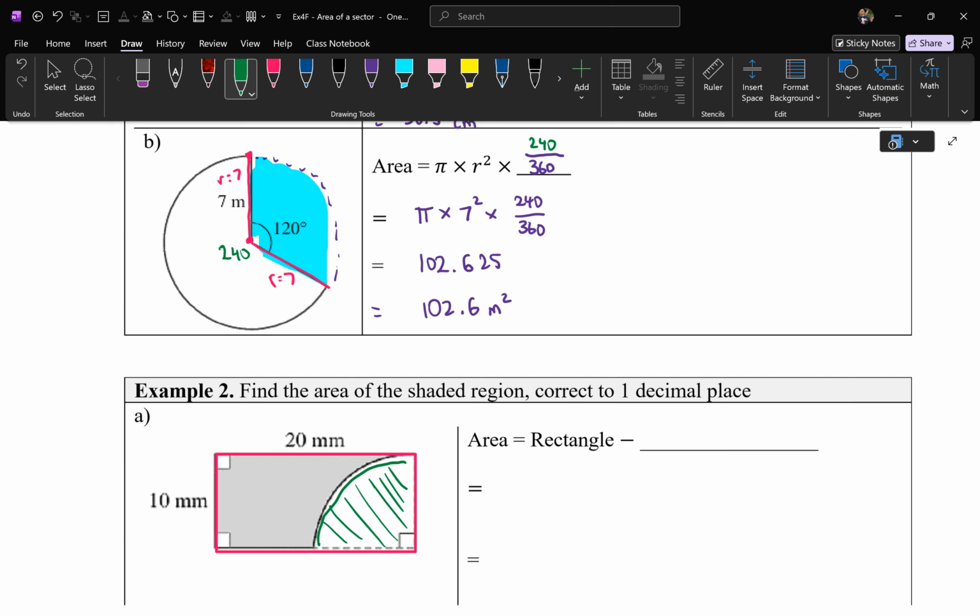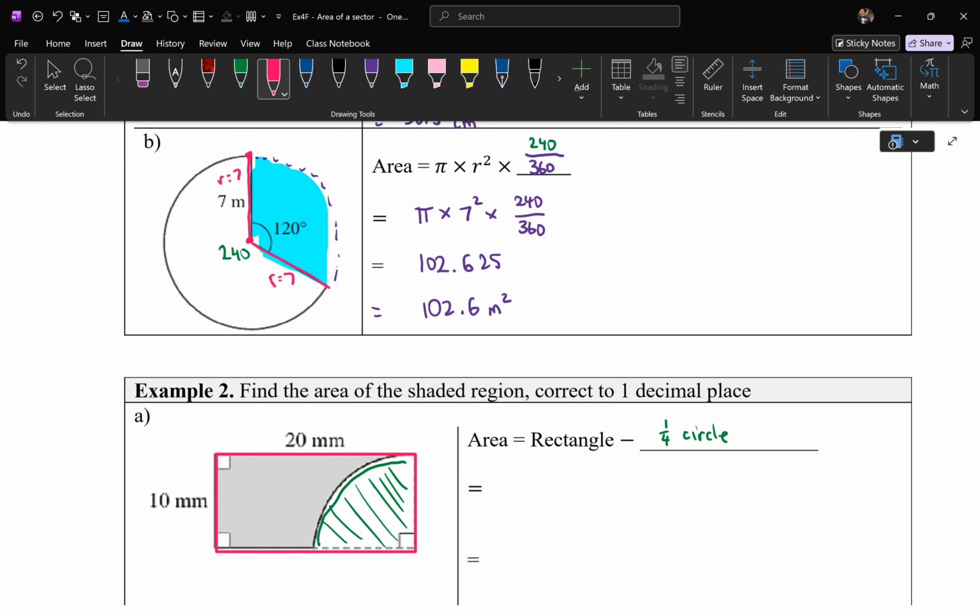So this is a quarter of a circle, and what we can see is if you found out the area of the entire rectangle and then you subtract away the quarter of a circle, it should give you the leftover region you want. So how do you calculate it? Area is equal to rectangle minus a quarter of a circle.